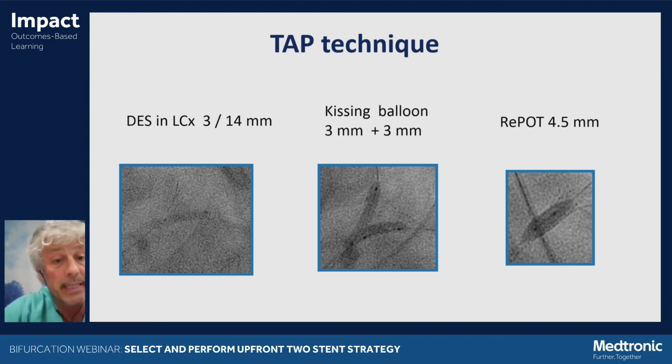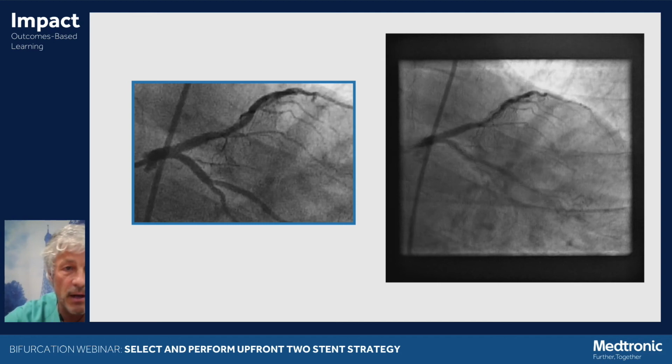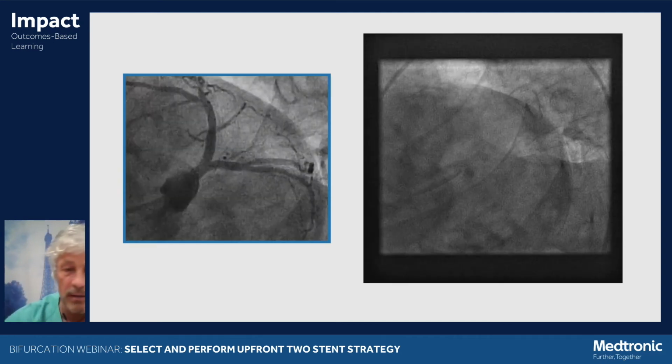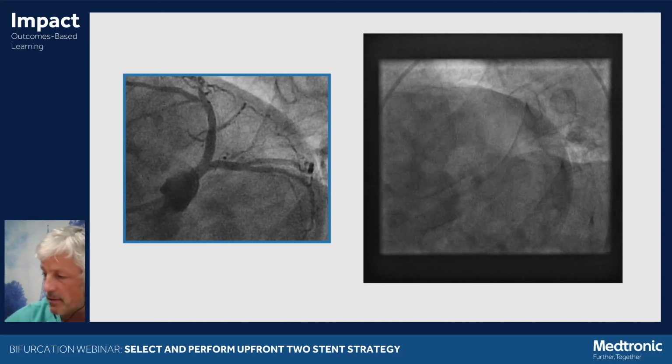And this is what we did. First, a stent 3.0 by 14 in the circumflex with just a small protrusion. We dilated, we did the kissing balloon, and finally the POT with 4.5 millimeters. This is the angiographic result, which is a good angiographic result in this projection. We also have the spider view with a very nice result.